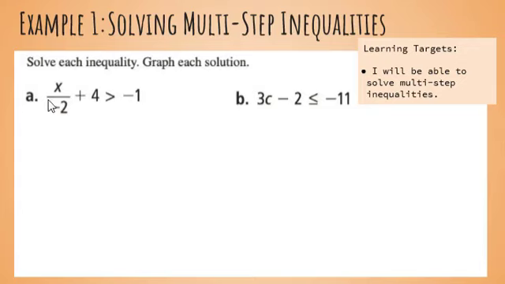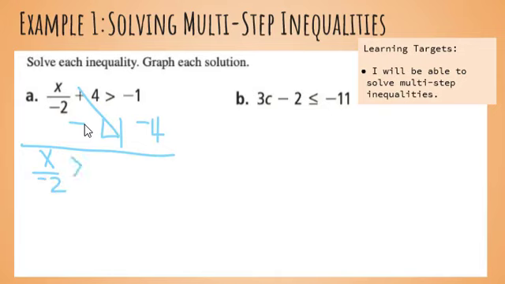So when we look at our first problem here, we have x over -2 plus 4 is greater than -1. And we're trying to get this x here by itself. In using the reverse order of PEMDAS, we're going to move this 4 first. So the opposite operation of plus 4 would be to subtract 4. So we're going to subtract 4 from both sides. So we have x over -2, our 4's here cancel, is greater than -1 minus 4 is -5.